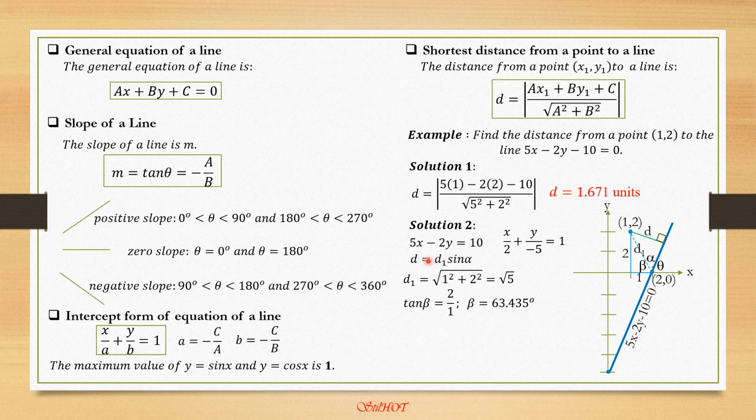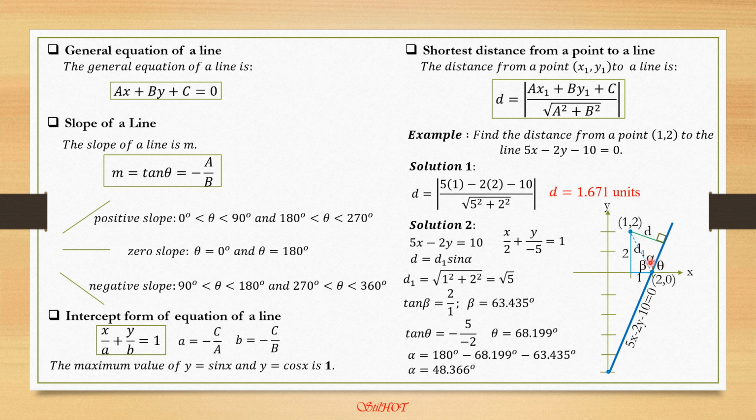Then the slope of the line is negative 5 over negative 2. Tangent theta is negative 5 over negative 2, or tangent theta is negative a over b, so the negative coefficient of x, negative 5, over the coefficient of y, which is negative 2. So theta is equal to arctan of 5 halves, or 68.199 degrees. From there, we can solve alpha: 180 degrees minus 68.199 minus 63.45. So alpha equals 48.366 degrees.